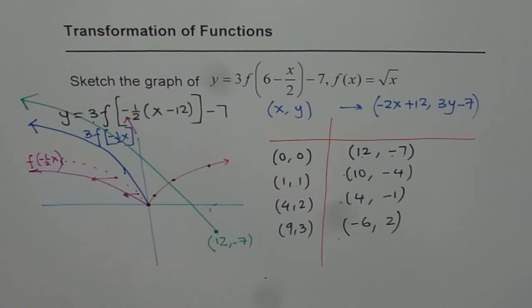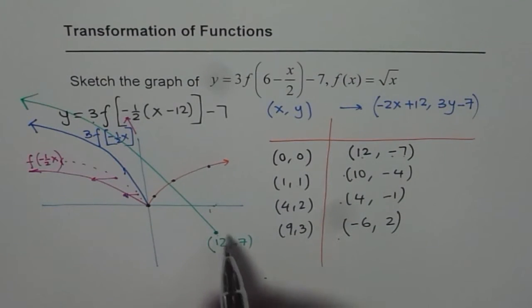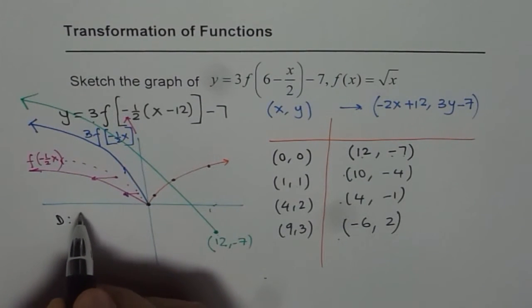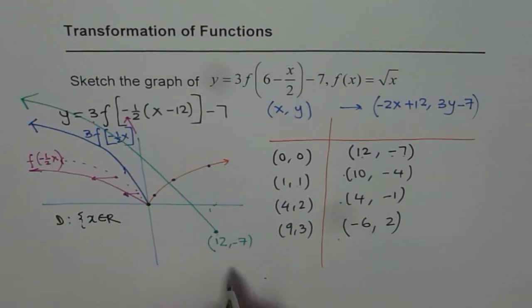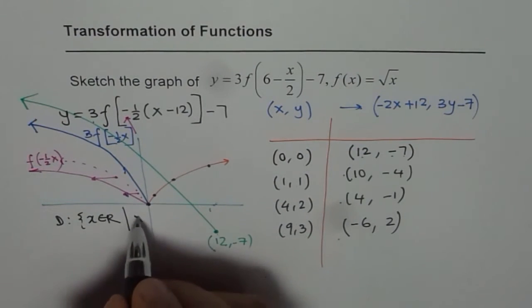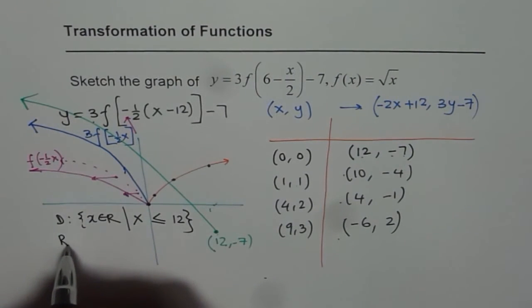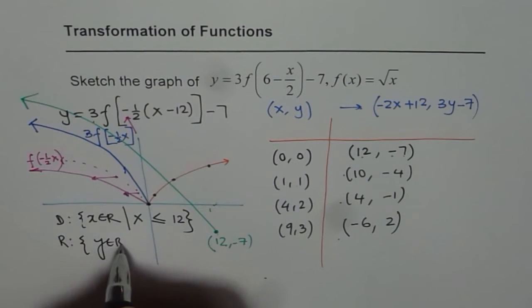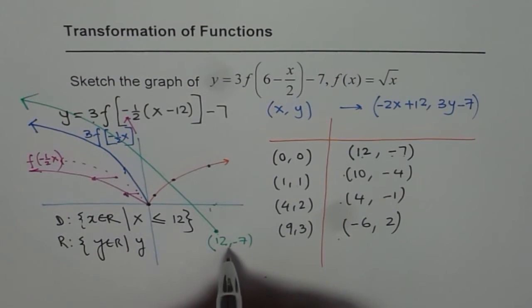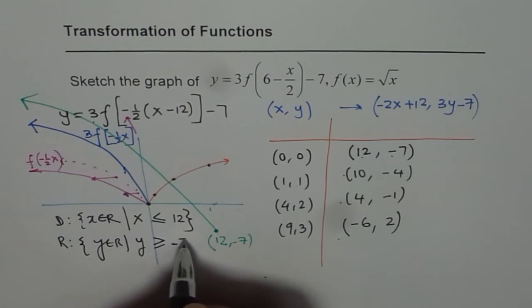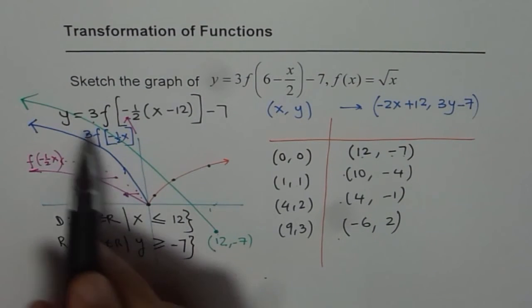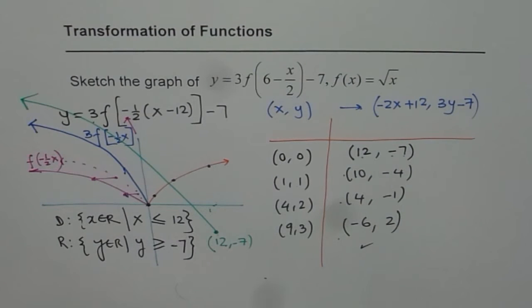Now from here, you can also write the domain and range. If asked for, whenever you're dealing with a transformation question, you need to write domain and range. It's very clear that the domain of this function is x belongs to real numbers, where x is less than or equal to 12, and as far as the range is concerned, y belongs to real numbers, where y is greater than or equal to minus 7. To get the accurate graph, you can use the transformed points.